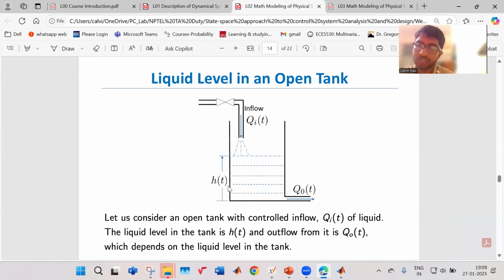If your tank is full, your height h of t will be at the top. If your tank is empty, your height will be zero. What you would like is the tank to be filled to a good amount of height, so that you have a backup in case the water supply is lost. Okay. So the goal and objective in this is that this height is changing.